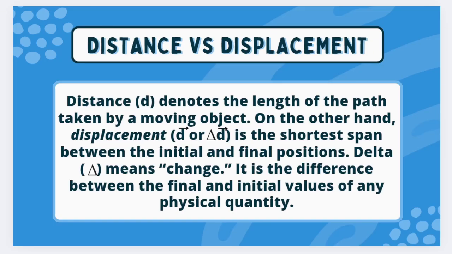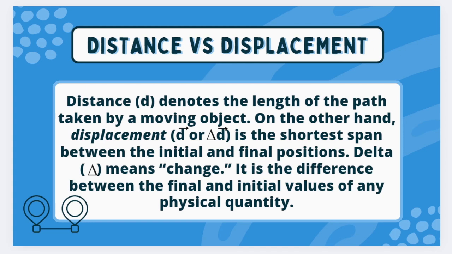Ngayon, let's move on with the concept of distance and displacement. How are they different from one another? So first of all, distance denotes the length of the path taken by a moving object. However, on the other hand, displacement is the shortest span between the initial and final positions. Kaya po yung symbol ng distance ay D lang, tapos si displacement naman may arrow po, which means ito po ay vector. Yung triangle naman po or delta, it means change.